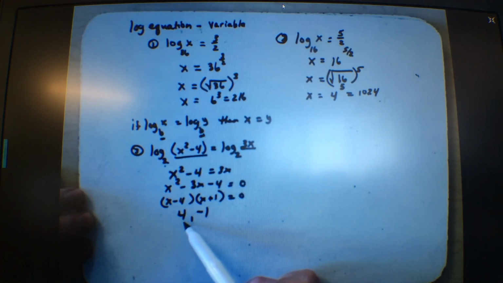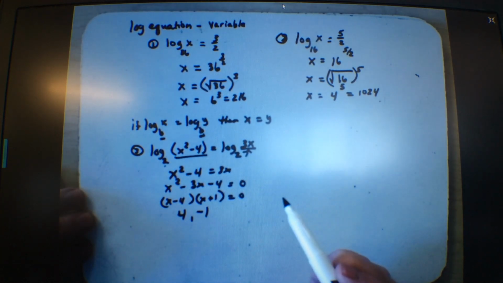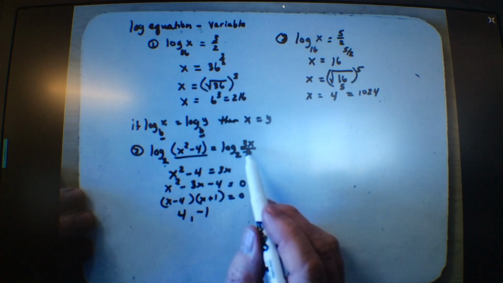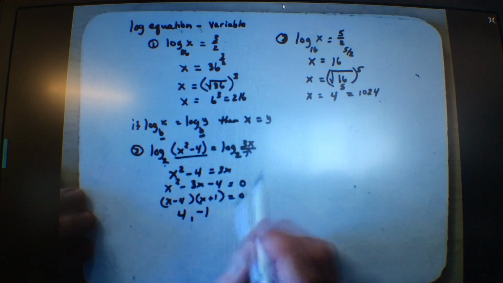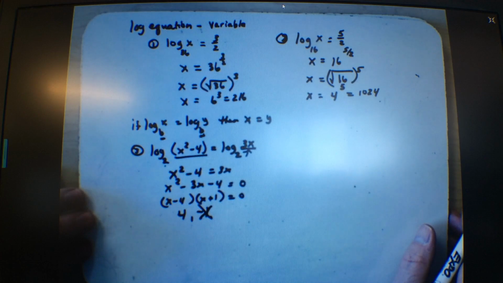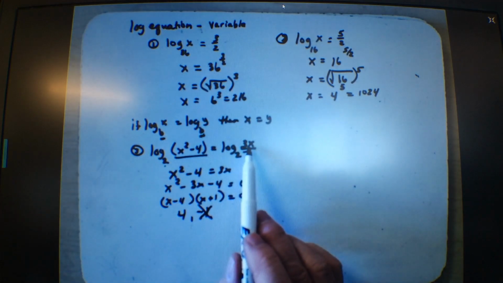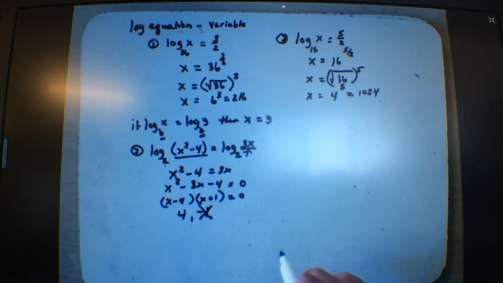So 4 works. But if we put a negative 1 in, this is a negative 3x. You cannot get a number to equal a negative. You can't take 2 to any power and get a negative number. Therefore, this is thrown out, and my answer is simply 4. Negatives will always be thrown out, right? If it's in this position, yes. They'll be thrown out.